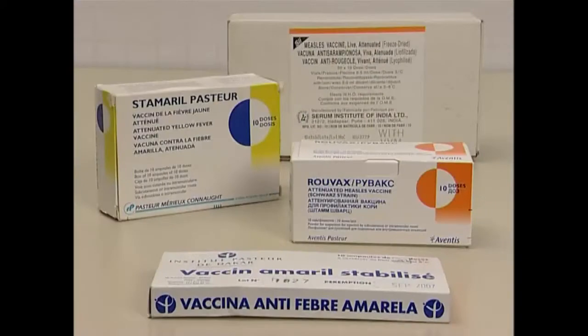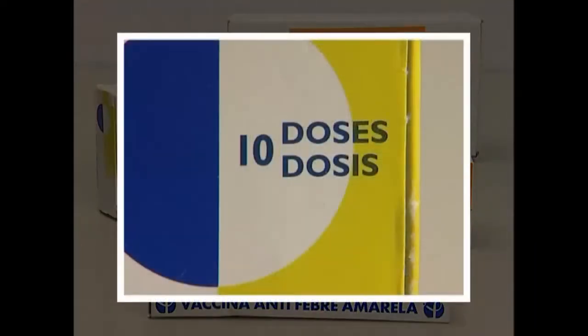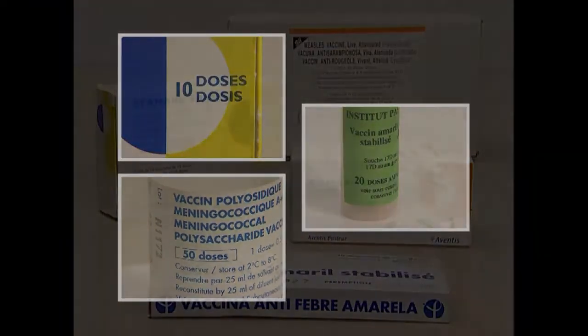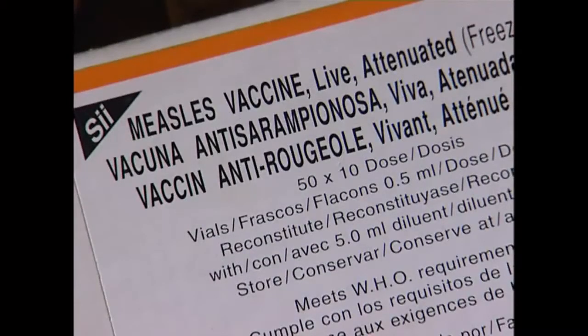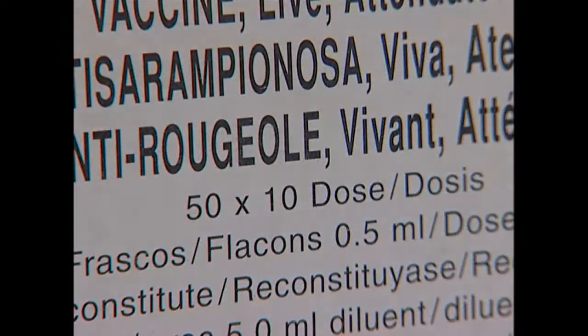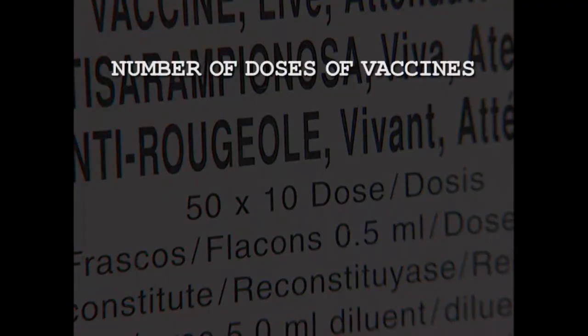The number of doses of vaccine per vial varies from 10, 20 or 50 doses depending on the drug company. To avoid errors, all orders are done in numbers of doses and not in numbers of vials. The number of doses of vaccine required is calculated as follows.